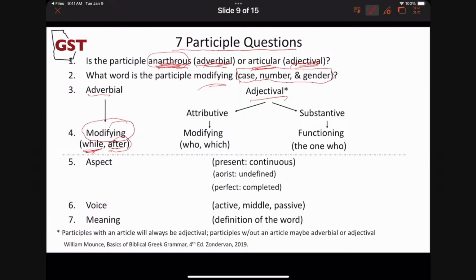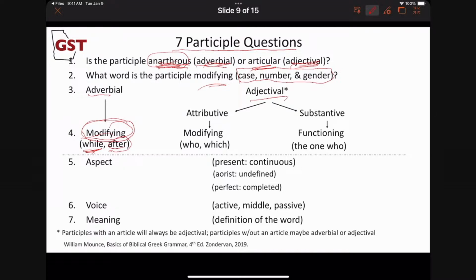So you want to understand what it's modifying, what's the main verb, and then you're thinking about how is it modifying? Temporal, time-based, causal, because, maybe temporal is after, all this kind of stuff.